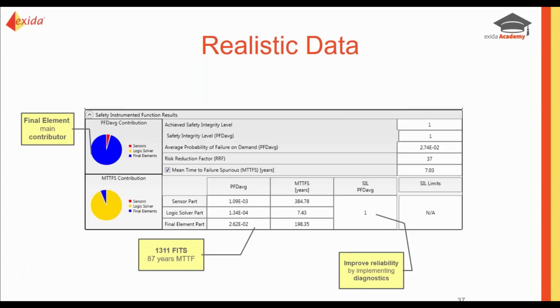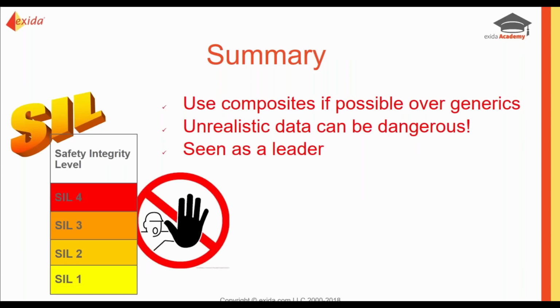So I kept everything the same, except I changed out realistic data for your final elements. And as you can see, the safety integrity level dropped. Once again, like we talked about earlier, there are things you can do. You can implement diagnostics. You can help your maintenance, shorten up proof testing or mission time to get a better PFD average. So don't just fake it. You can achieve good results with using realistic data.